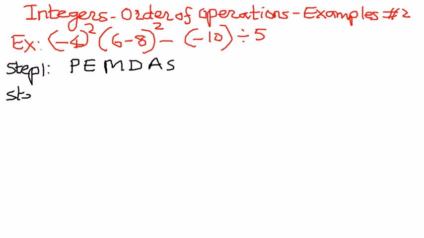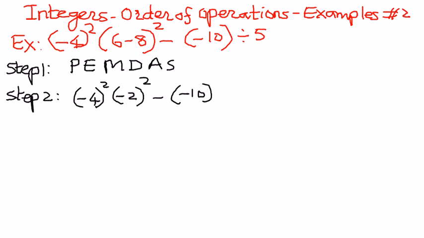So let us apply this order of operation to simplify these problems. So we'll open up the parentheses. So we have negative 4 raised to the power of 2. We'll open up this parenthesis. 6 minus 8 is going to be equal to negative 2, and that whole thing is raised to the power of 2, minus of minus 10, and then divided by 5. So we have done the first operation, opened up the parentheses, that is simplified the numbers inside the parentheses.